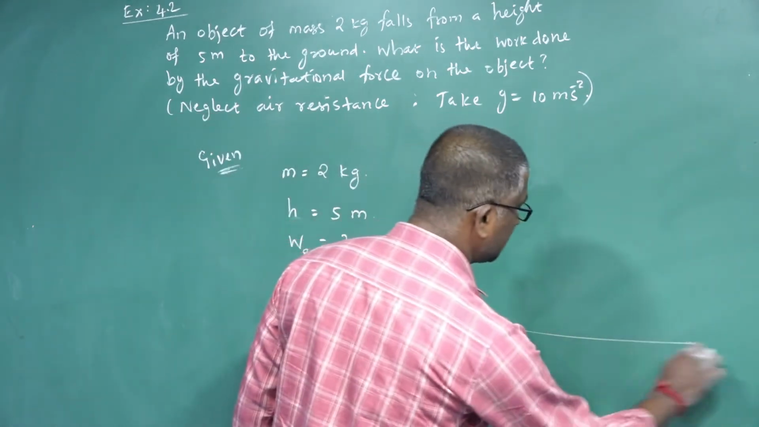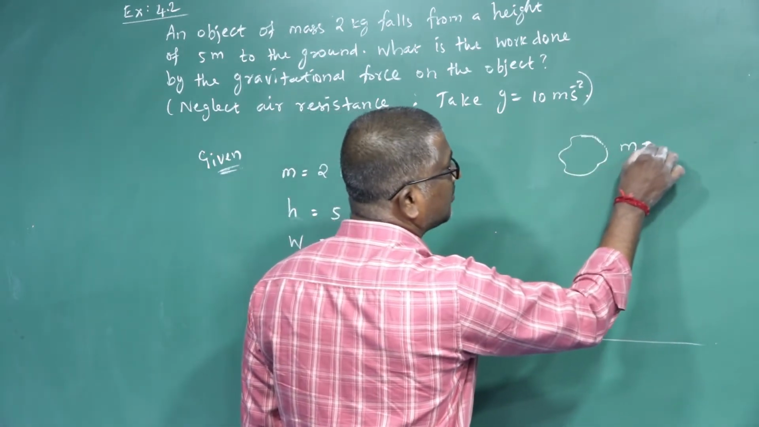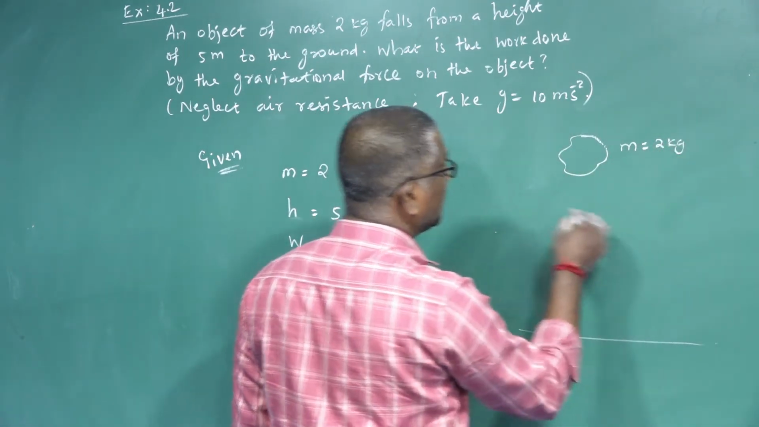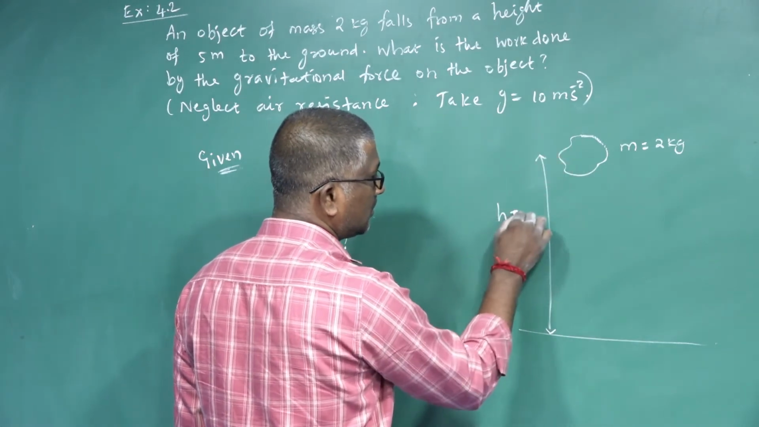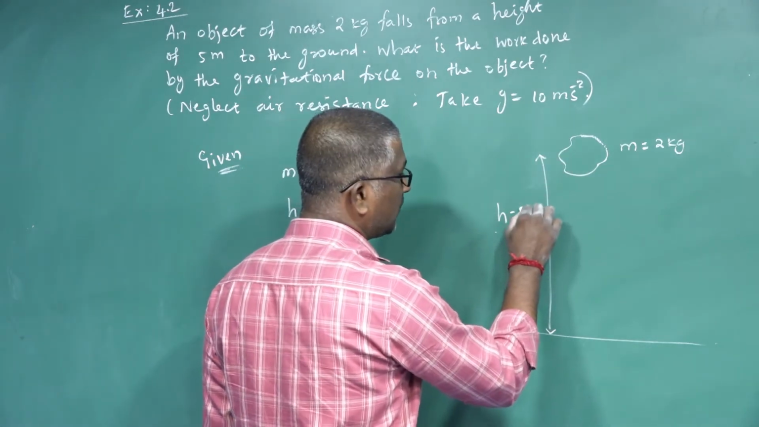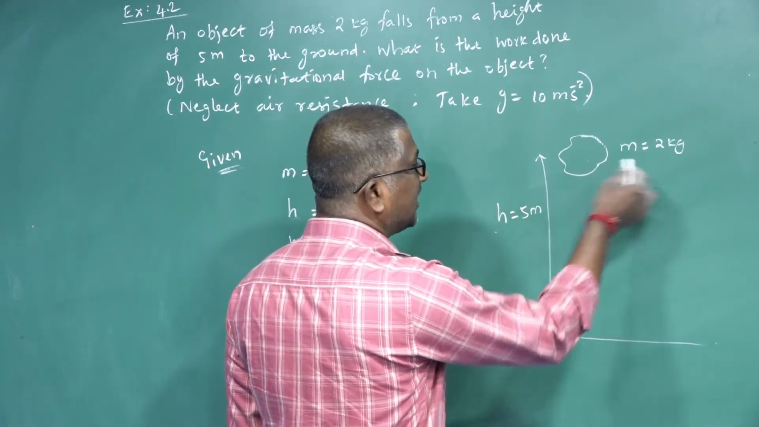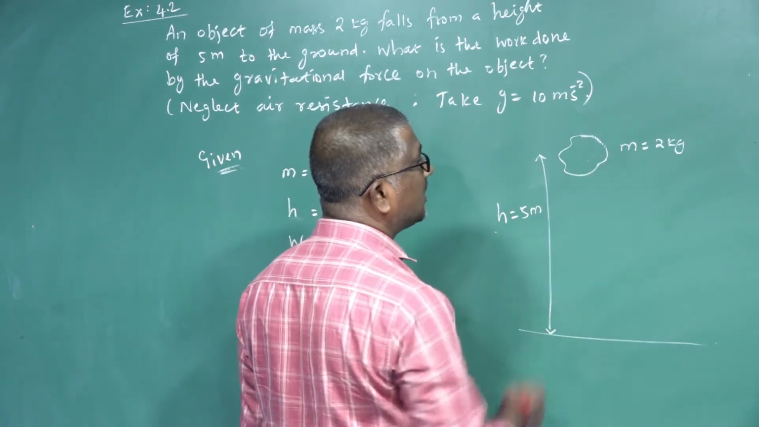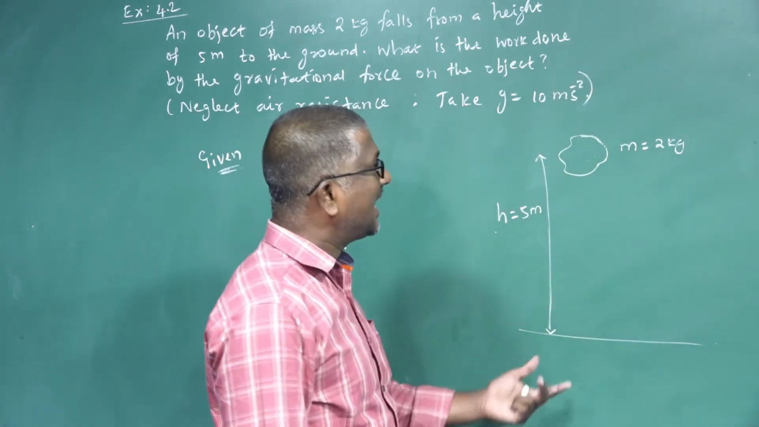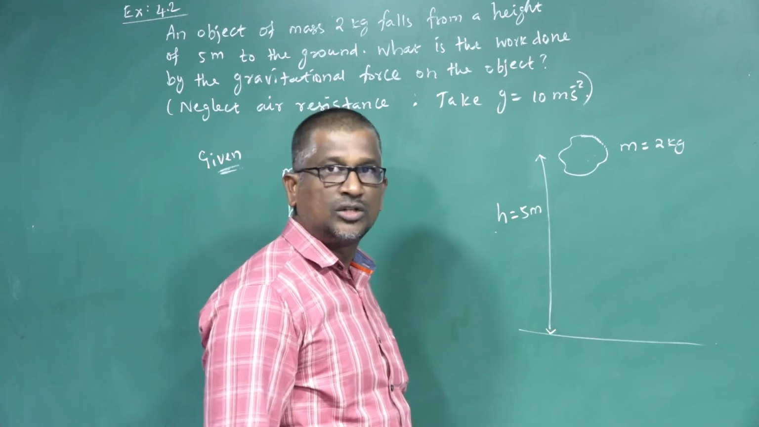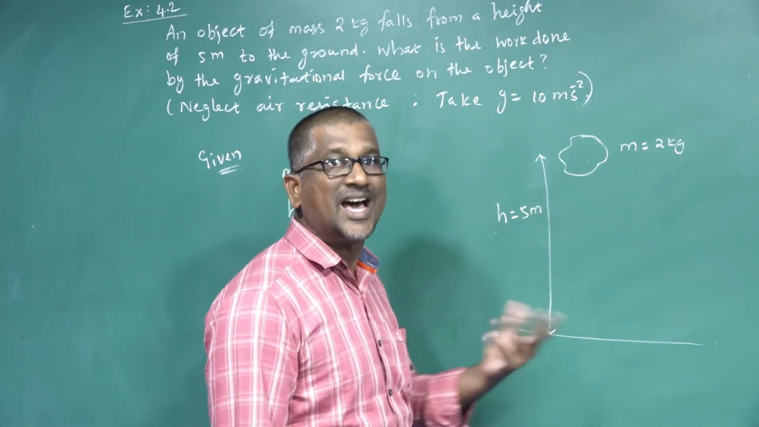So there is an object of mass m equal to 2 kg, which is dropped from a height of 5 meters from the ground, and we need to calculate the work done by the gravitational force. Here, if any object is dropped from a certain height, there are two forces acting on this object. One is gravitational force and another one is frictional force, that is, air frictional force.